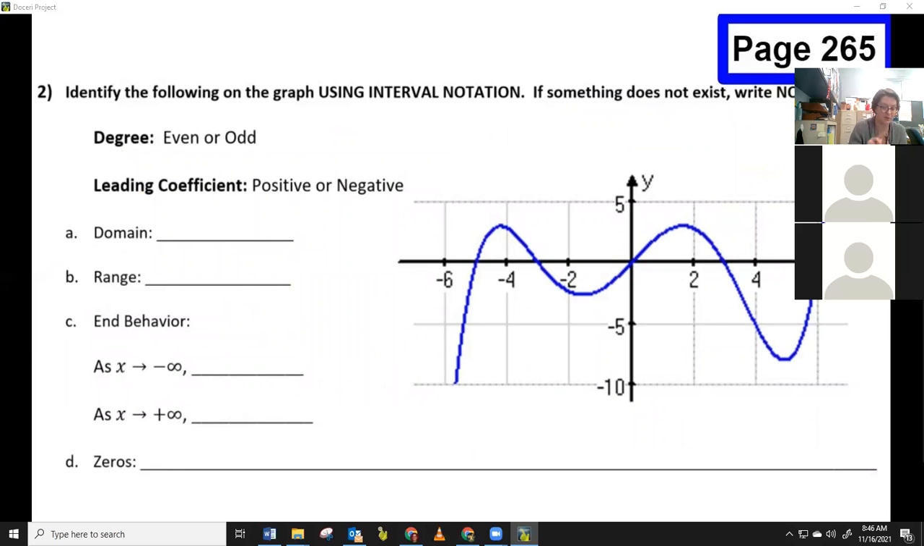We will talk about domain and range with this after we answer the other questions. So you can hold off and wait on domain and range, but I want you to answer the other pieces of this: even or odd, leading coefficient, end behavior, and zeros. I give you guys about 3.5, 4 minutes to do that.